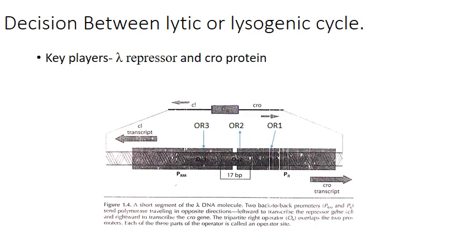Now in between these promoters there are three operator sites which have overlapping regions between them, which will play a major role in the switching over from the lysogenic to the lytic cycle. So the operators are OR1, OR2 and OR3.